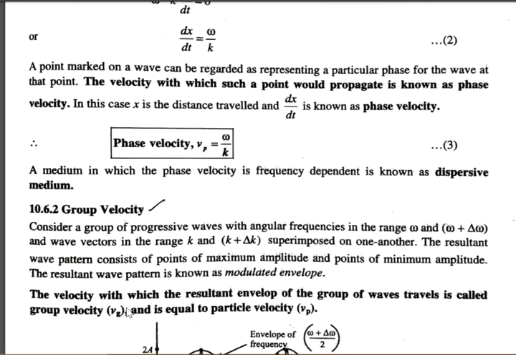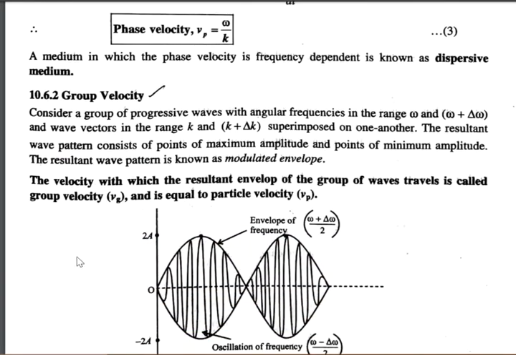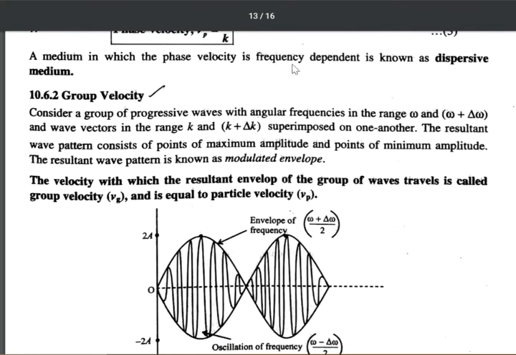Next, let us understand what group velocity is. A medium in which phase velocity is frequency dependent, that is, it depends on the frequency, is known as a dispersive medium. Now let us come to group velocity. The velocity with which the resultant envelope of the group of waves travels is called group velocity, and it is equal to the particle velocity. Look at this figure.